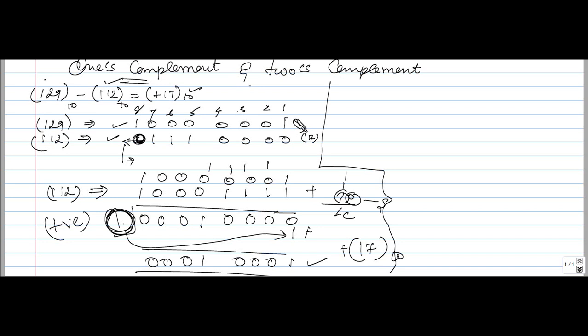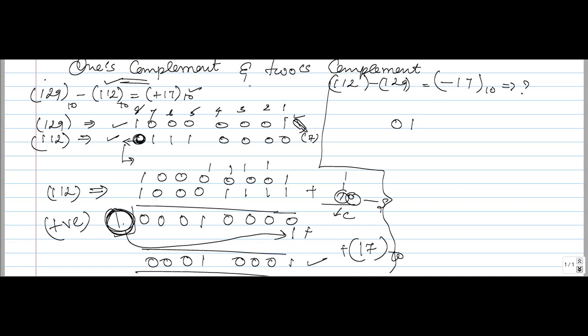Now the trickiest part, right? What happens if... I'll just do it nearby itself for understanding purposes, so that you can understand the difference. Now I'm going to do the reverse. I'm going to subtract 112 minus 129. So I should be getting minus 17. This should be my answer, right? So we'll see how this is achieved.